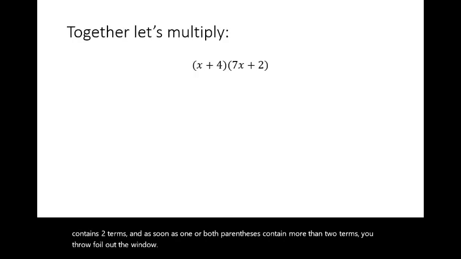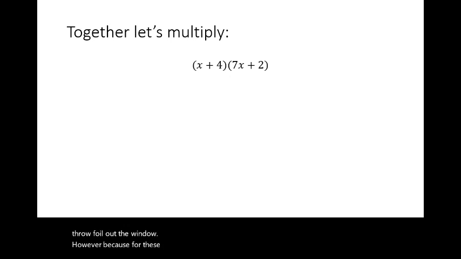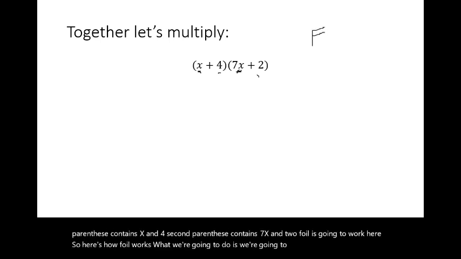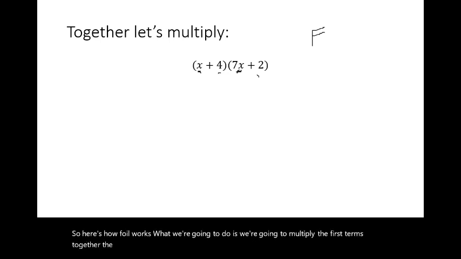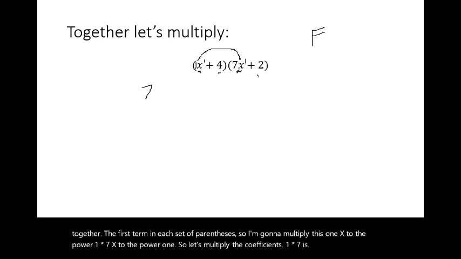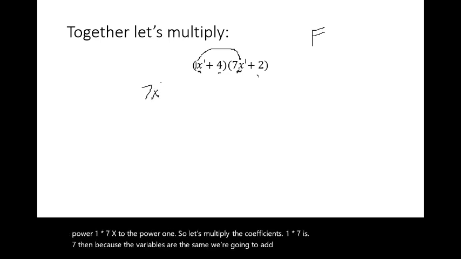However, these two sets of parentheses contain exactly two terms. The first parenthesis contains x and 4. The second parenthesis contains 7x and 2. FOIL is going to work here. So here's how FOIL works. What we're going to do is multiply the first terms together, the first term in each set of parentheses. So I'm going to multiply this 1x to the power 1 times 7x to the power 1. So let's multiply the coefficients. 1 times 7 is 7. Then, because the variables are the same, we're going to add the powers, 7x to the power 2.